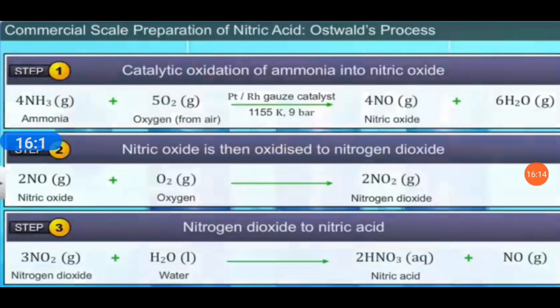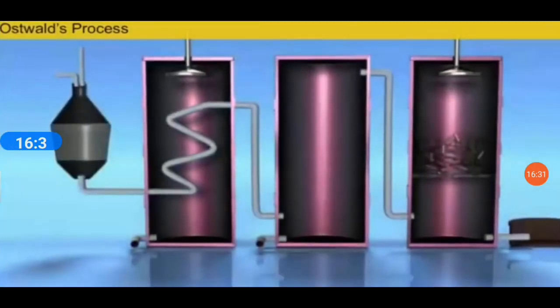Then commercial scale preparation of nitric acid, another important compound of nitrogen. It is by Ostwald process. First step is catalytic oxidation of ammonia into nitric oxide. Then nitric oxide is oxidized to nitrogen dioxide, and then nitrogen dioxide to nitric acid. Here's the flow chart for Ostwald process.